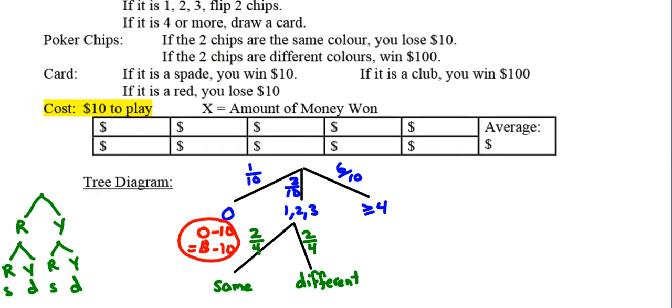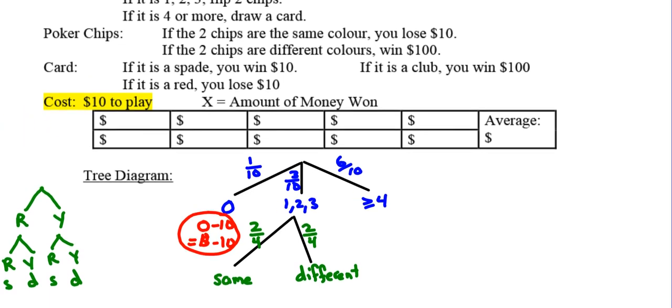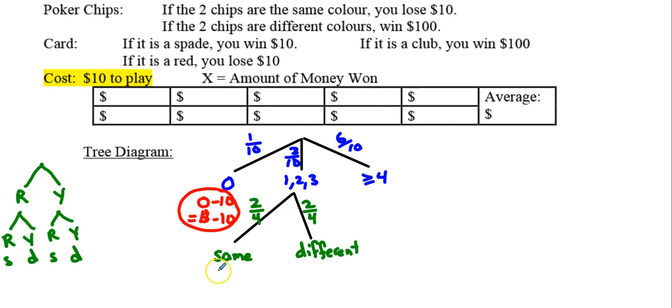So both of these terminate, and it says if they're the same color, you're going to lose $10, but you also paid $10 to play. So that means you leave with negative $20. If they are different, you're going to win $100, but it costs $10 to play, which means you walk away with $90.